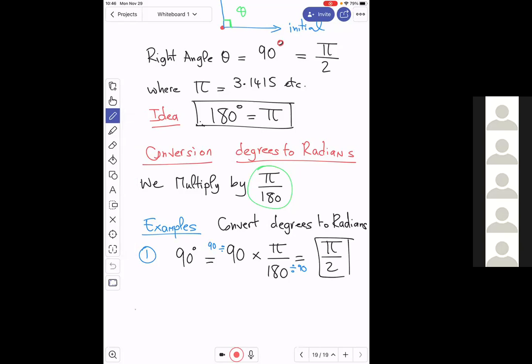Let's take another angle. If you have 60 degrees and you want to convert this to radians, so 60 times, as I said, pi over 180. So then 60 over 180. You divide by 60. Both 60 and 180 are divisible by 60, right? And 60 is just 1/3 of 180, right? So that's pi over 3.